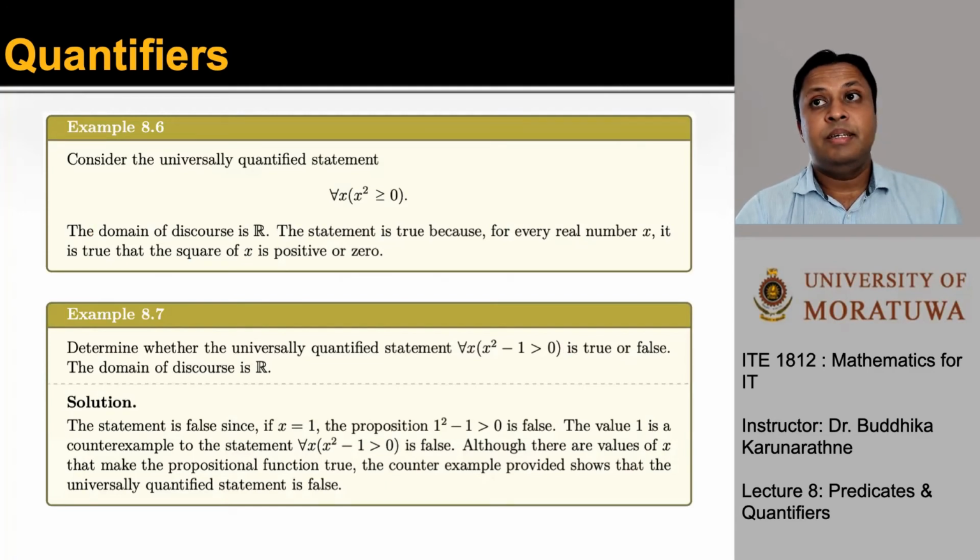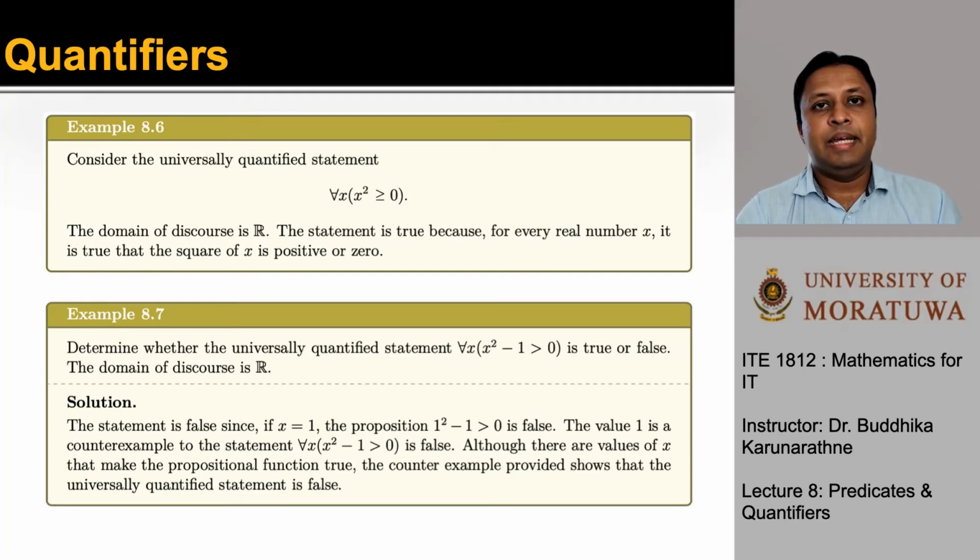Consider the universally quantified statement for all x, x squared is greater than or equal to 0. In this case, we take the domain of discourse to be R, the real numbers. The statement becomes true because for every real number x, it is true that the square of x is positive or 0. So this becomes true.